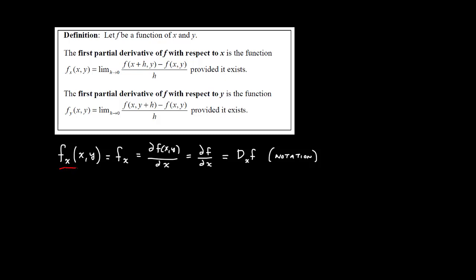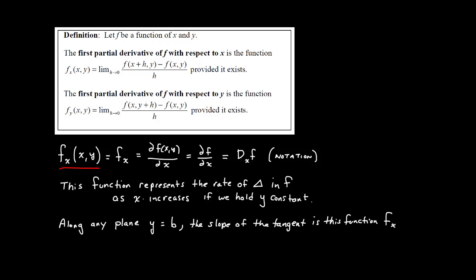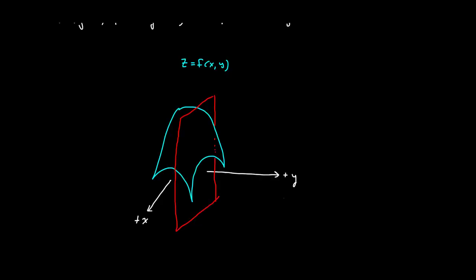And this function that we found right here, what does that give us? This function represents the rate of change in f as x increases if we hold y constant. Said a little differently, along any plane y equals b, the slope of the tangent is this function f sub x. Here I'm trying this drawing again. I have this plane y equals b. It's some constant plane. The trace on this curve is this parabolic shape, and then a tangent at any point.